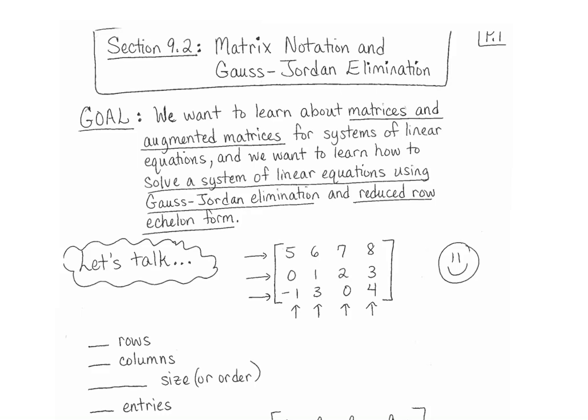Recap. Section 9.2 is matrix notation and Gauss-Jordan elimination. We want to learn about matrices, augmented matrices. This will be related to a system of linear equations. We want to learn how to solve a system of linear equations using Gauss-Jordan elimination and reduced row echelon form. So I will show you what these look like.